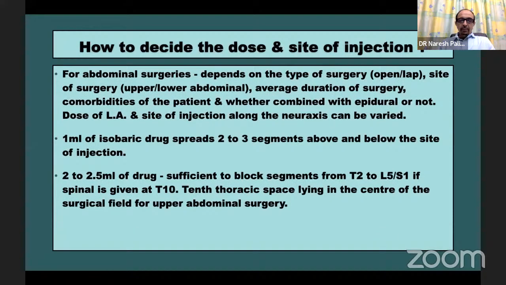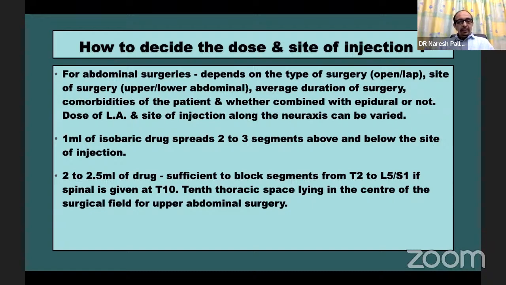How to decide about the dose and the site of injection for abdominal surgeries? It depends on the type of surgery, whether it is open or lap, whether it is upper or lower abdominal surgery, average duration of surgery, what are the comorbidities of the patient, and whether combined with epidural or not.